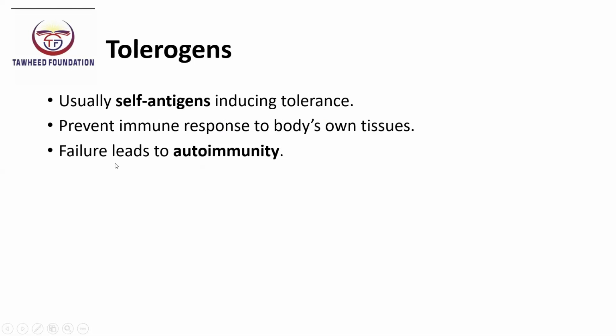For example, proteins in our own cells, such as enzymes or structural proteins, do not normally provoke an immune response. However, if tolerance fails, the immune system may mistakenly identify these self molecules as foreign and mount a response against them, leading to autoimmune diseases. Thus, tolerogens are essential in maintaining the balance between defense against foreign invaders and protection of self tissues.